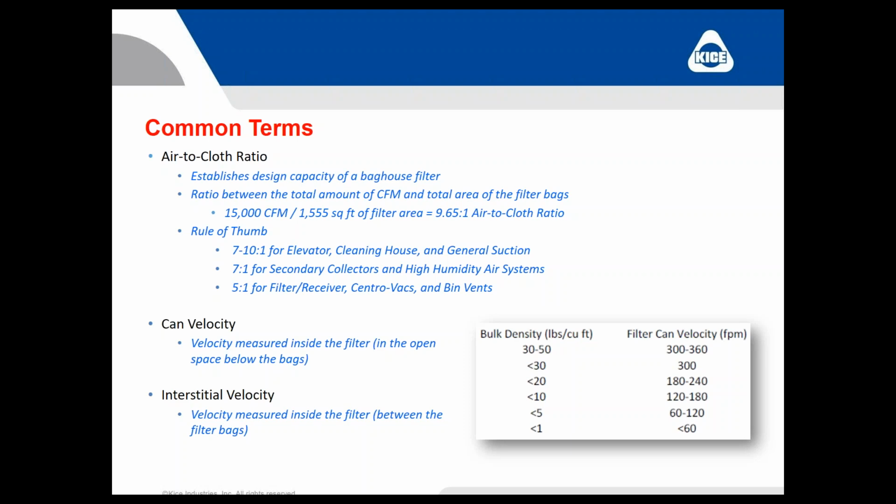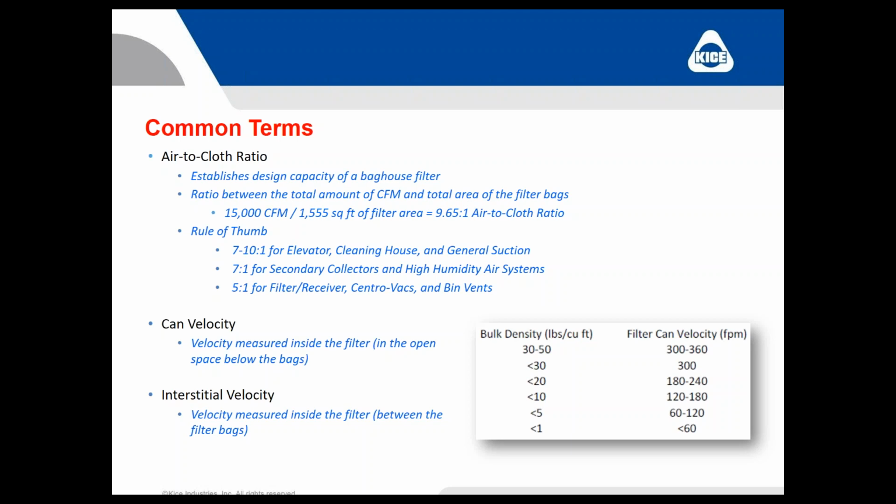Again, secondary collectors or high humidity systems, as a rule of thumb, we use 7 to 1. For filter receivers, for central vacs, for bin vents, we say 5 to 1, again, as a rule of thumb. So air to cloth ratio comes into play. It's important for you to know how much CFM you have and how much bag area you have. And really the one thing that jumps out at that is if your air to cloth is too high, you're going to have very short bag life.